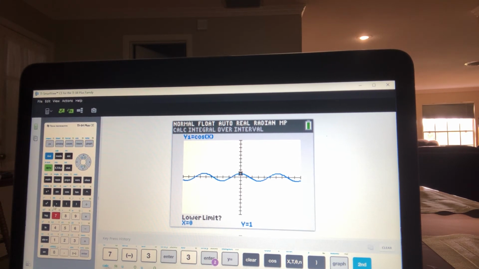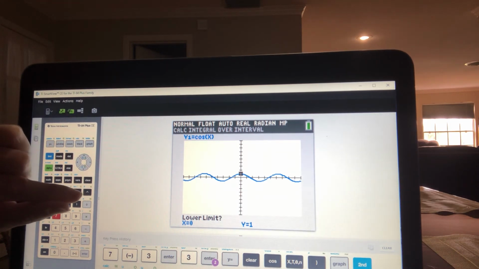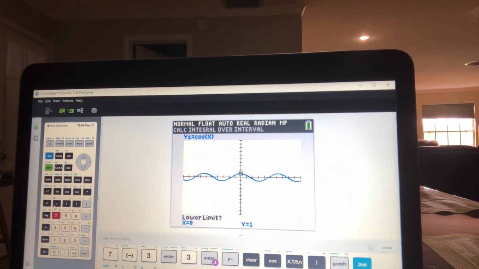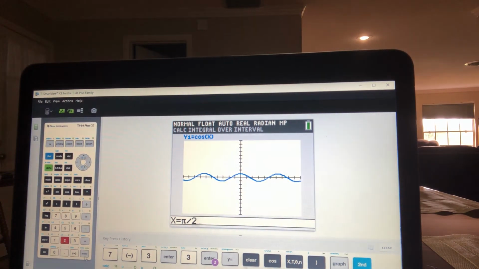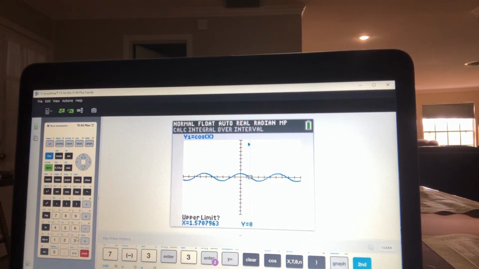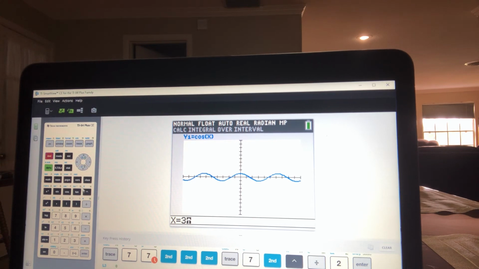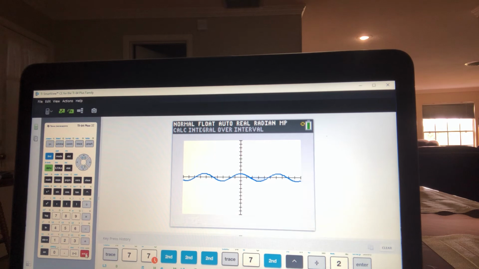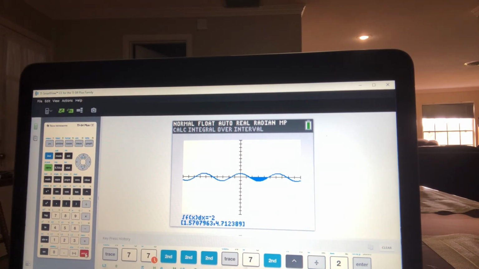So you're going to put in pi over 2. So you have to use the pi symbol that is on your calculator. So it's over here on the far right where you normally press the exponent button, but you'll have to press second. So it's second pi, and then just put divided by 2. That's pi over 2. Press enter. And then the upper limit is 3 pi over 2. So put 3, and then the pi symbol divided by 2, and press enter. So at the very bottom, it gives you the answer, which is -2.